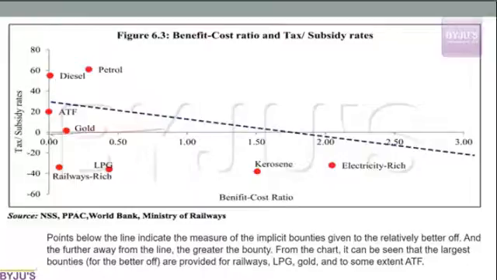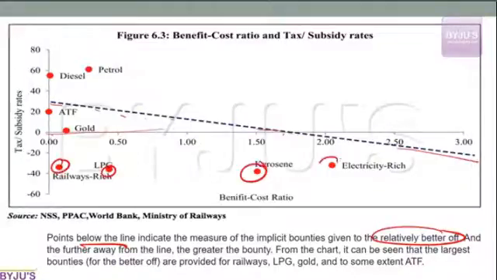Now based on this, the economic survey has constructed a line. If this zero line means effectively it's the same, this is the actual line in India, or this is the line which the economic survey proposes. Now if you look at this, anything below the line means that mostly better off people are getting it. So which are the ones below the line? LPG, railways, kerosene, electricity, all these are below the line. Gold is also below the line. ATF is also below the line. If you look at diesel and petrol, they are actually above the line. The further away from the line, the larger the bounty.